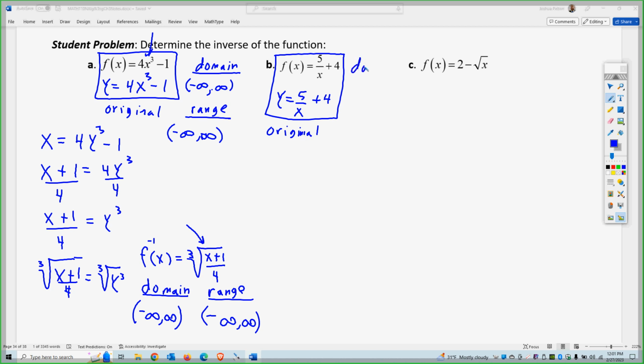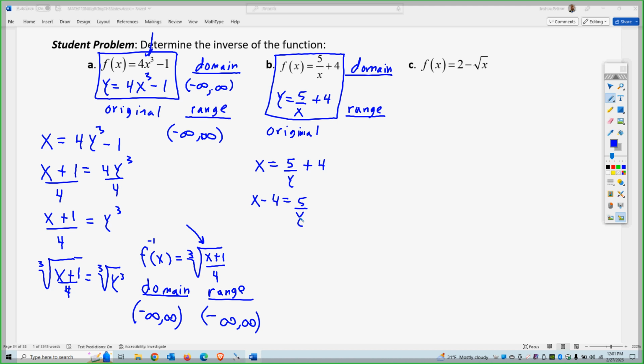So domain and range of the original. Okay, so we'll flip the variable. So x equals 5 over y plus 4. So I'll subtract 4 to the side. So I get x minus 4 equals 5 over y. Then I'm going to multiply by y on both sides.